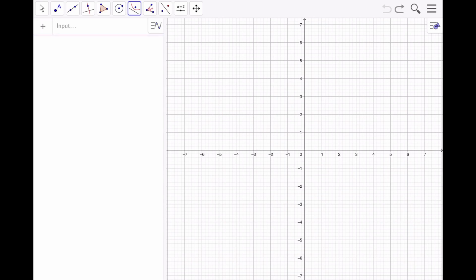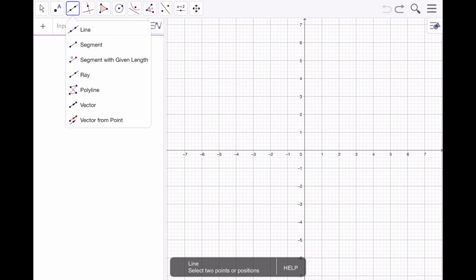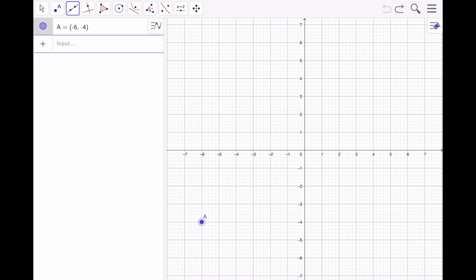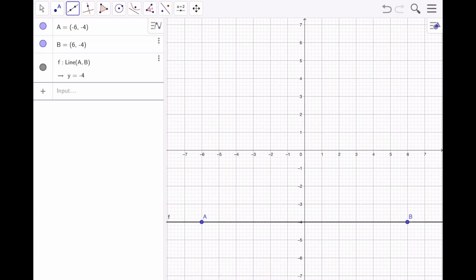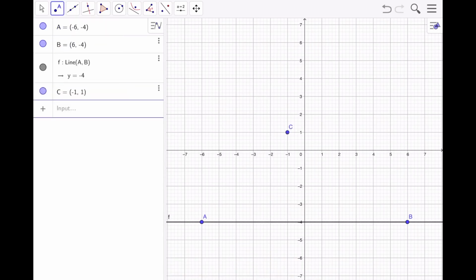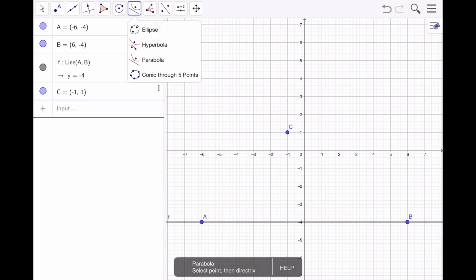I'm going to first graph a line. So I'm going to go to the line tool and pick a line. And I'm going to do a roughly horizontal line. Actually, that's exactly horizontal, yay. And with this line, that's going to be my directrix. And then I'm going to add a point. Let's put a point for my focus to be there at -1, 1. And then I'm going to graph my parabola.